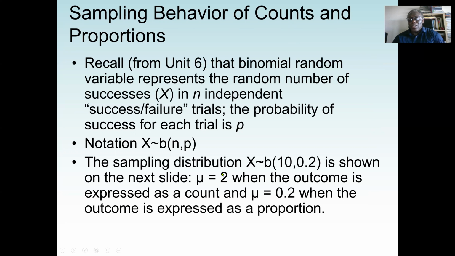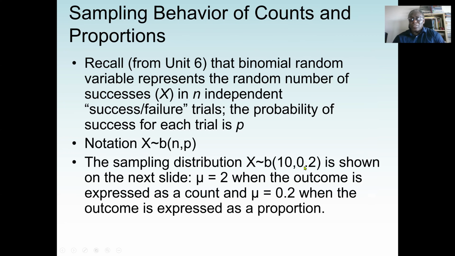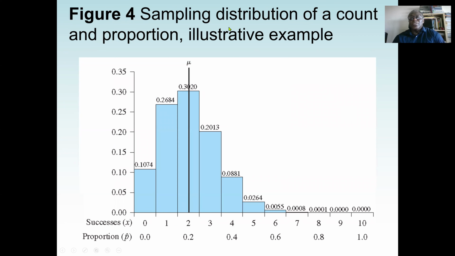Now, if I want to find the standard deviation in a binomial distribution, it will be the square root of n times p times q. So it will be 10 times 0.2 times q, and since p is 0.2, q will be 0.8, 1 minus 0.2. Then the answer we get, we square root it. So we can see the sample distribution of count and proportion illustrated here. We have the number of successes and also the proportion, and also each of the probabilities.